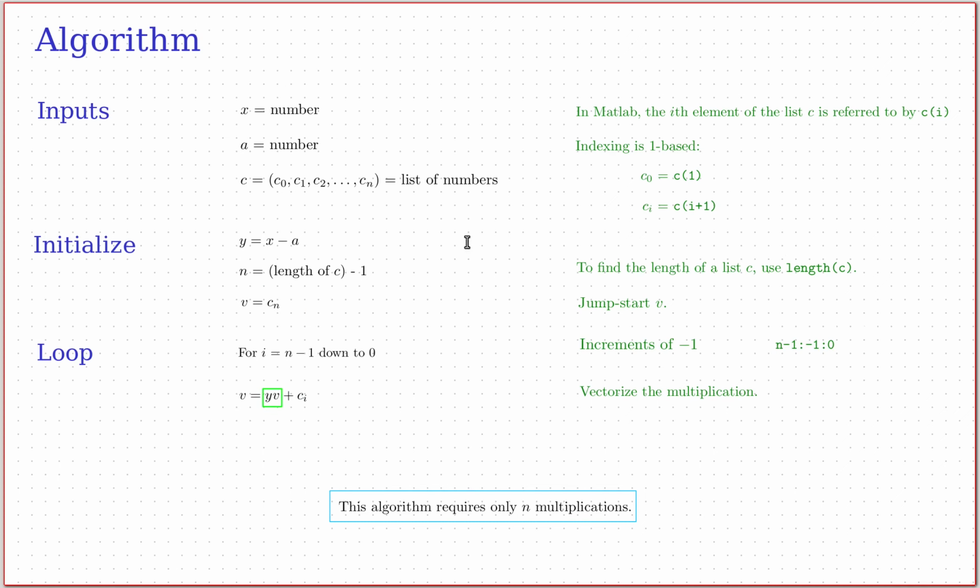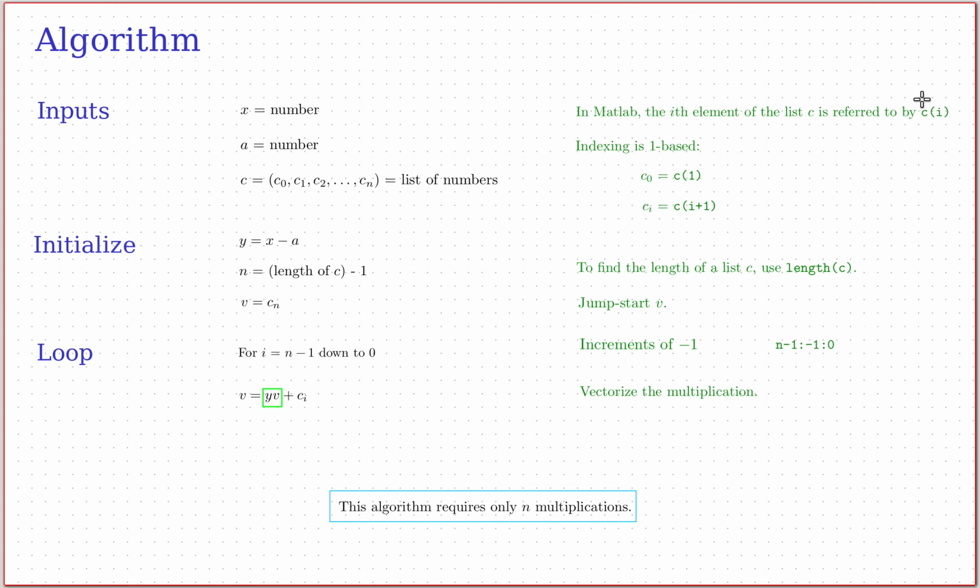Let me add some notes about how to implement some of these things in MATLAB. First of all, about lists. If you have a list or a vector, you can get the ith element of the list in this way. You just say c parenthesis i, right? So that returns the ith element of the list c. Notice it uses parentheses, not brackets or braces or anything, which might be used in other languages.